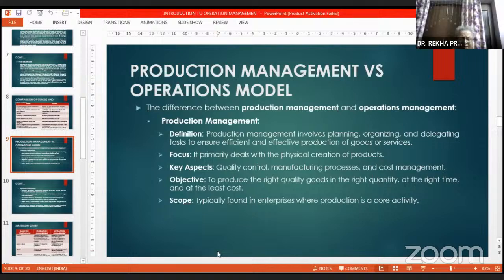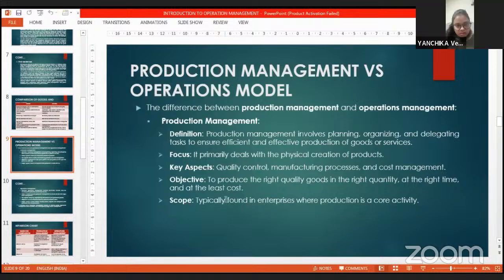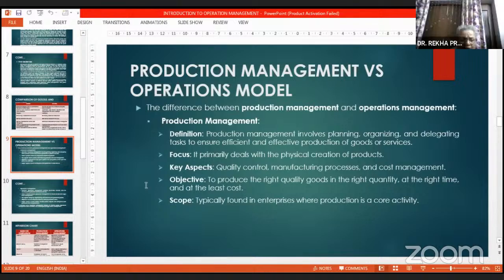So I've seen production management. What is the definition? First you plan how to do it, then you organize it, and delegate who has to do what job on the particular machine or by a particular person, so that whatever you're producing is of the right quality and at the right price. So all the focus is that you're creating something new.